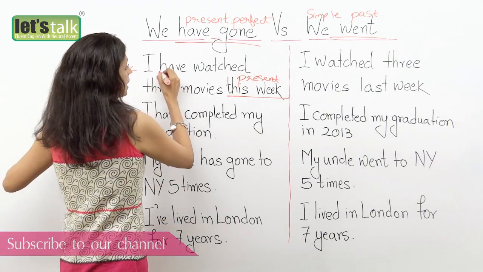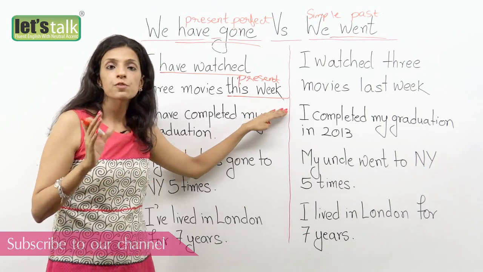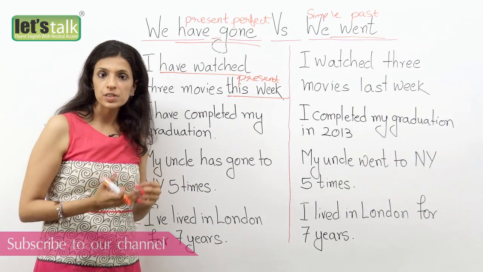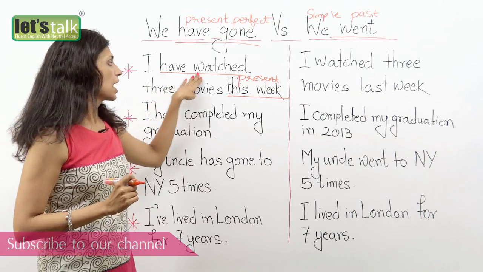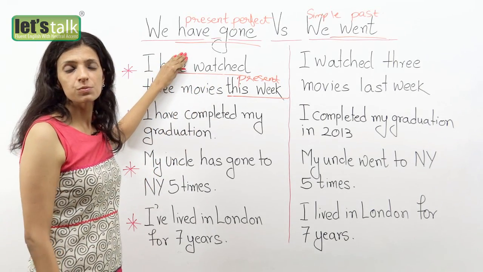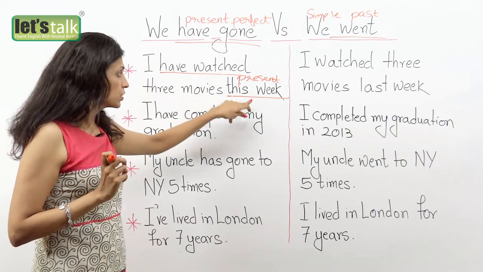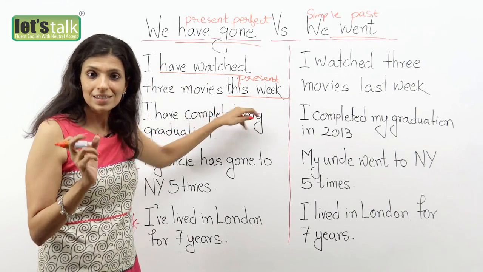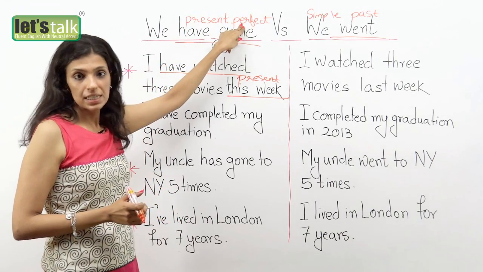So I'm going to say, "I have watched 3 movies this week." Of course, the action of watching 3 movies is over. You have completed the action, but you say "I have watched." Now, a lot of people would say "I watched 3 movies this week." This would not be correct because when you talk about the present, this week, you use a tense that links it to the present time, and that is the present perfect tense.